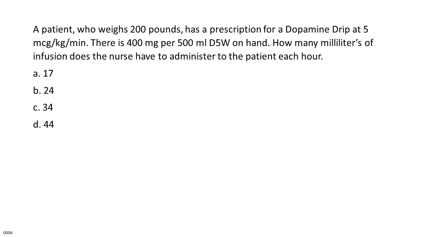A patient, who weighs 200 pounds, has a prescription for a dopamine drip at 5 microgram per kilogram per minute. There is 400 milligrams per 500 milliliters D5W on hand. How many milliliters of infusion does the nurse have to administer to the patient each hour? A. 17. B. 24. C. 34. D. 44.